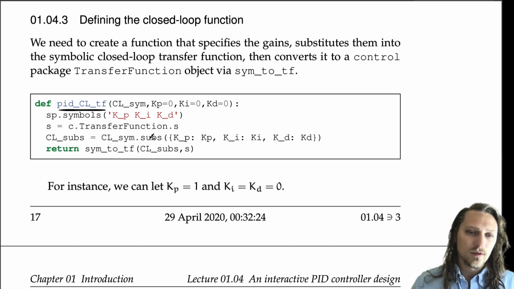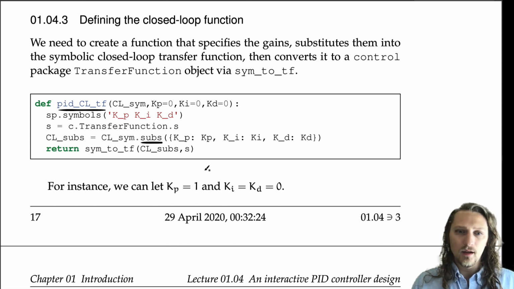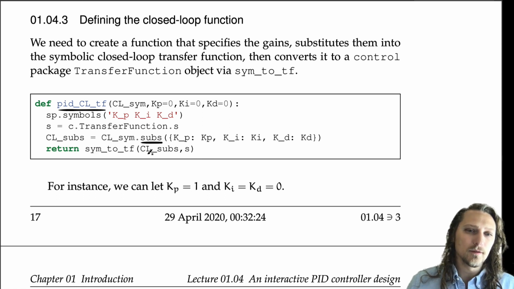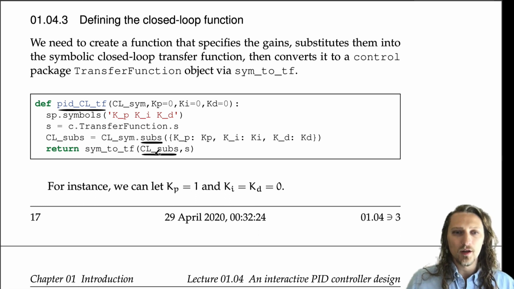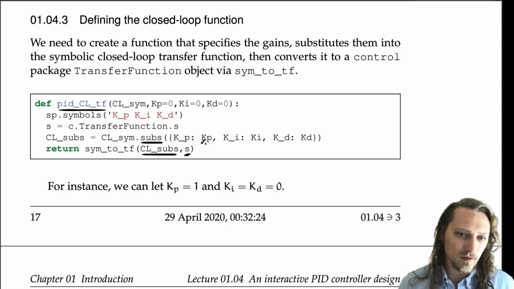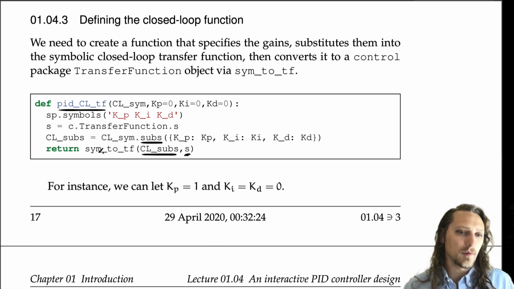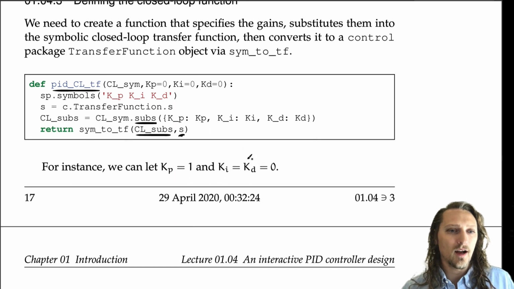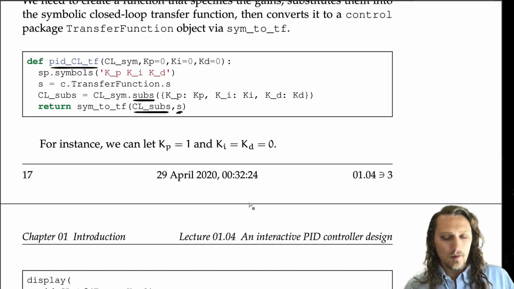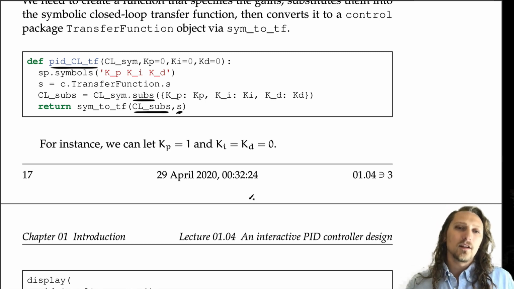So that's using the subs method of a symbolic object, a SymPy symbolic object. And then we return the substituted closed loop transfer function so that it's only numerical other than the symbolic s's. We give that to sim2tf with the s representing the transfer function Laplace transform variable, and return that. So we should get out the closed loop transfer function as a control transfer function object with the gains put in appropriately.